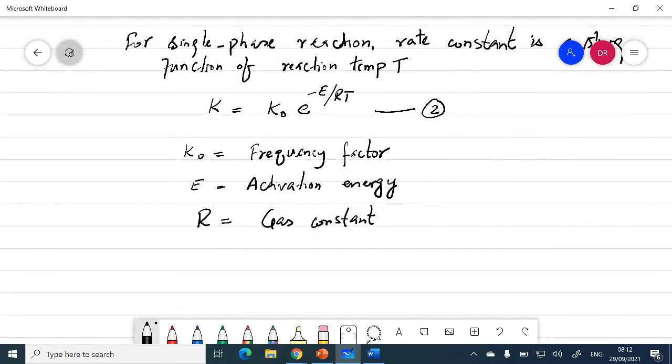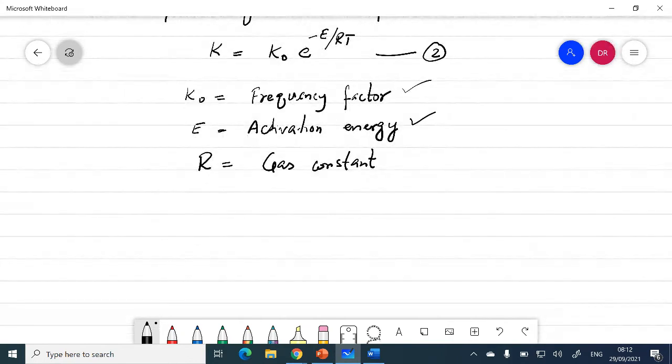Now we need to look at these two things, the frequency factor and the activation energy. First, let us revise what activation energy is. I know you are familiar with all these terms, but here I'm just revising these concepts, because they will be used when we develop a dynamic model for this reactor. So, what is activation energy?